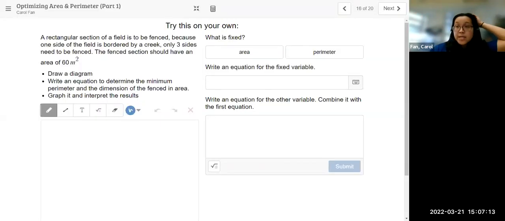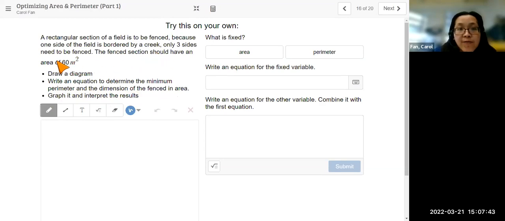Okay, let's take this up. So this question, we have a rectangular section of a field is to be fenced because one side of the fence is bordered by a creek. Only 3 sides need to be fenced. So the fence section should have an area of 60 meters squared. Draw a diagram, write an equation to determine the minimum perimeter and the dimension of the fenced area. Graph it and interpret the results.